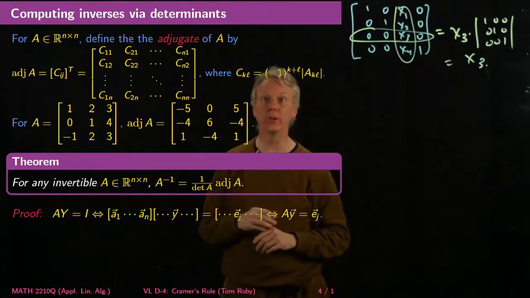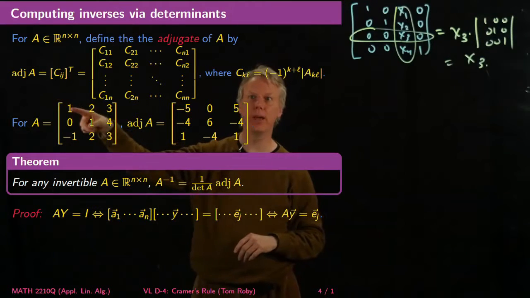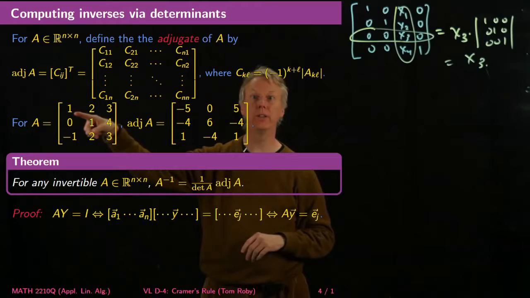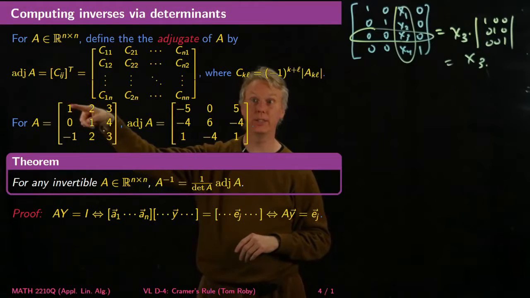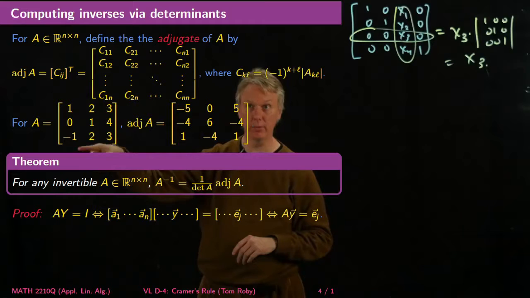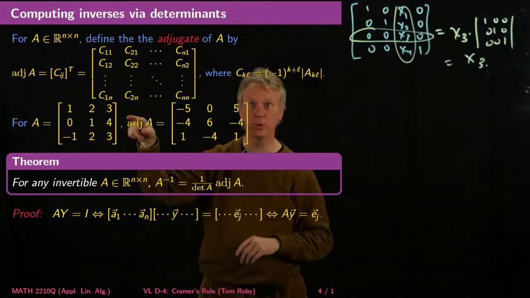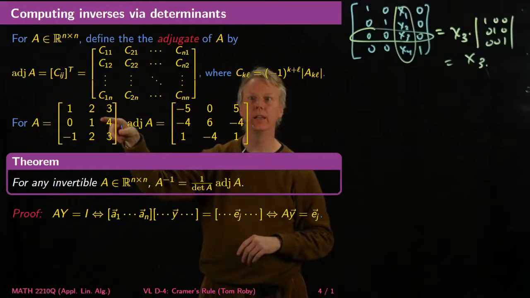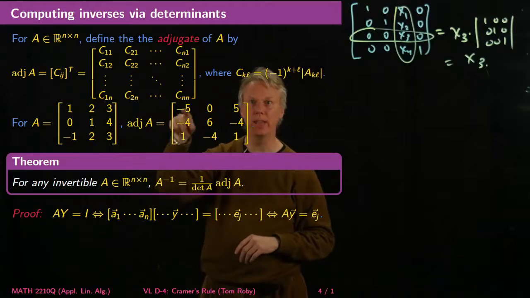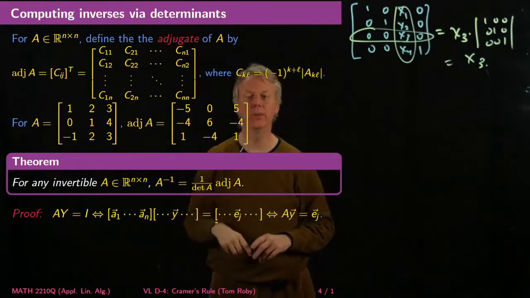And so let's just take a quick look at an example. The transpose doesn't matter for this one. If I want to figure out what this guy is, I have to say, okay, this is a positive sign. Delete that row and that column. I have 1, 4, 2, 3. And that is 1 times 3 minus 8. That's negative 5. So that value is clear.